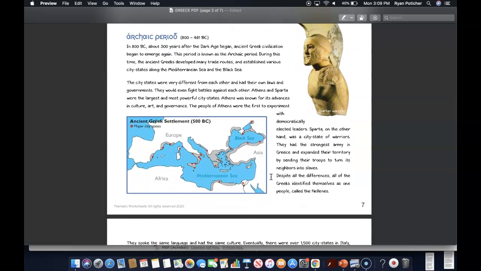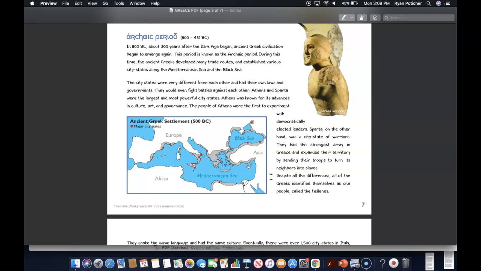The Archaic period. In 800 BC, about 300 years after the Dark Age began, ancient Greek civilization began to emerge again. This period is known as the Archaic period, and during this time, the ancient Greeks developed many trade routes and established various city-states along the Mediterranean Sea and the Black Sea. The city-states were very different from each other and had their own laws and governments. They would even fight battles against each other.